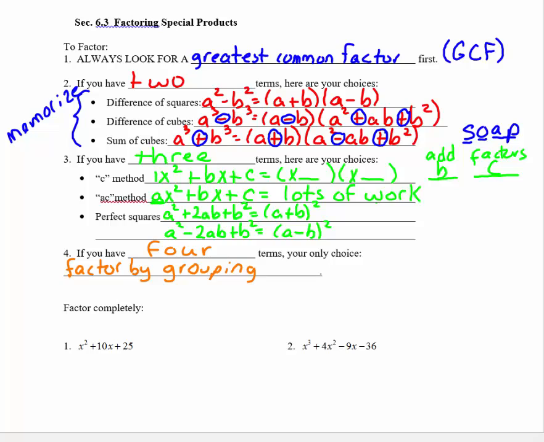If you have 2 terms, look at difference of squares, difference of cubes, or sum of cubes. If you have 3 terms, look to see if it's the C method, the AC method, or perfect squares. And if you have 4 terms, you automatically know that it's factoring by grouping. So we're going to do quite a few examples, and I'm going to go through how many terms we have, which one it should fall under, and let me know if you have any questions.